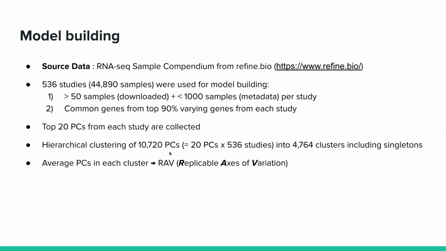The hierarchical clustering produces on the order of 5,000 clusters, including a number of singletons. And within each of these clusters, the principal components are averaged, and that's what produces your RAV. So it's just an average of some closely related principal component loadings.